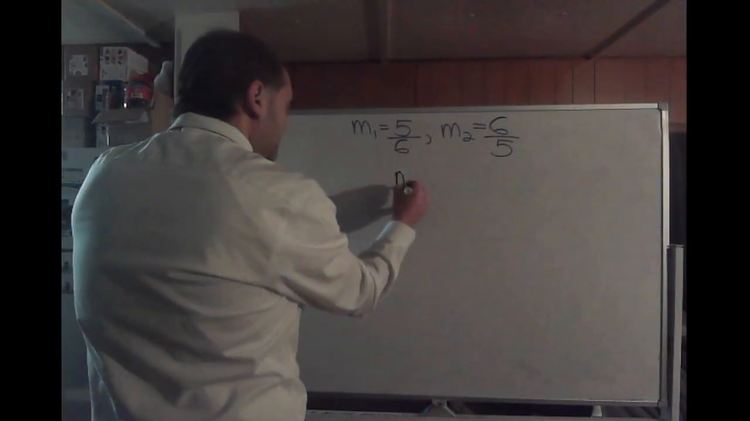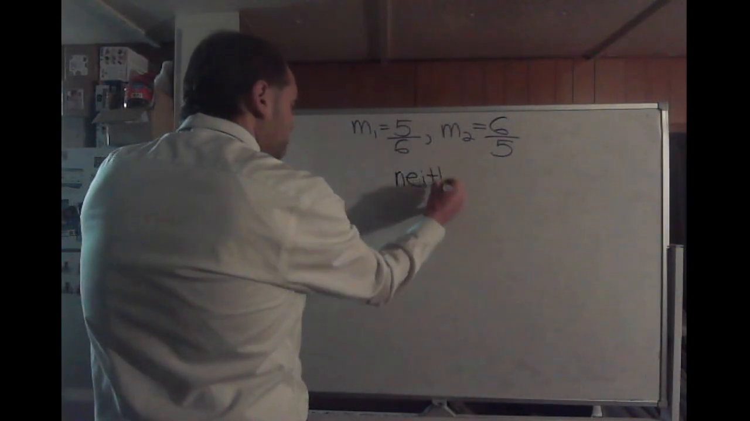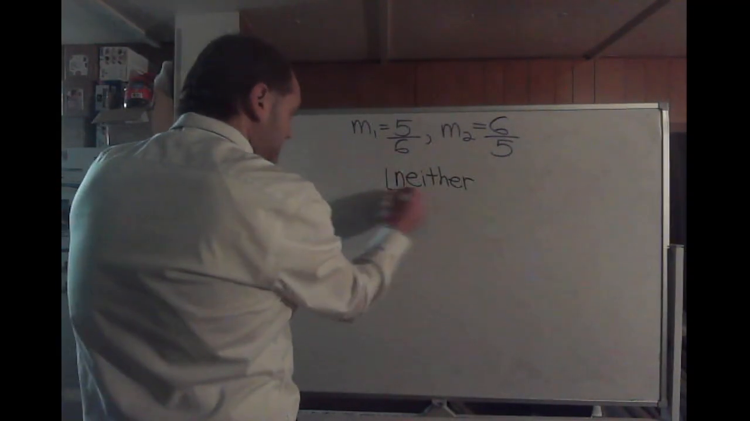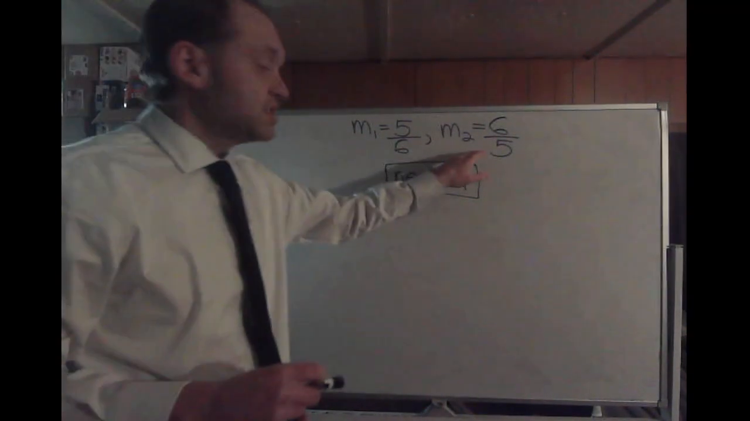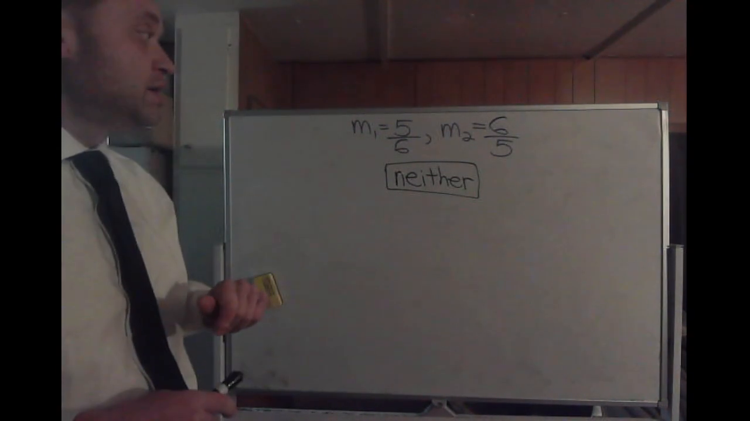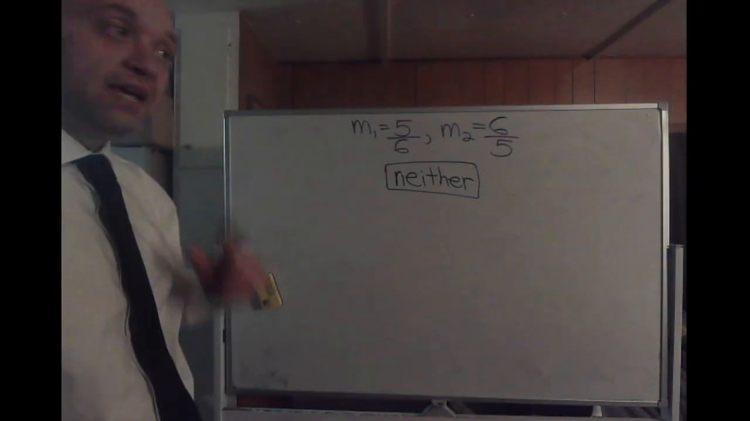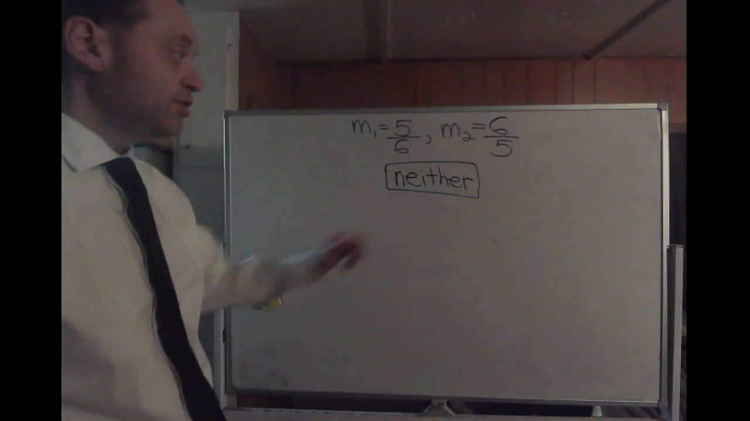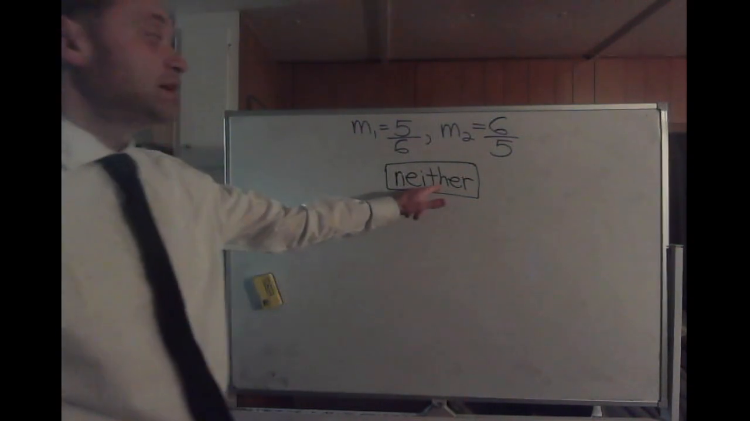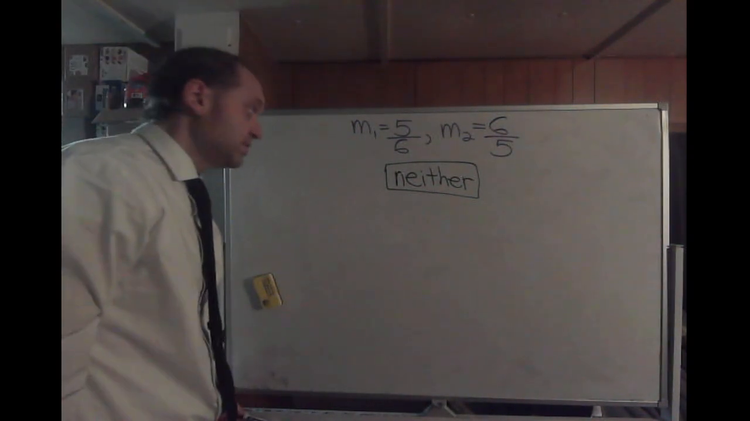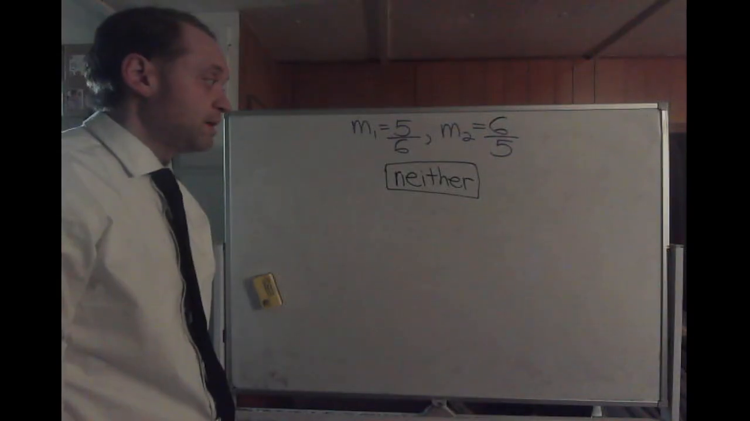So these are neither parallel nor perpendicular to each other, because yeah, you could take their products, but you would get positive 1. You would need to get a result of negative 1 for their products, and clearly you're only going to get positive 1, so these are neither parallel nor perpendicular to each other. They just generally intersect somewhere.